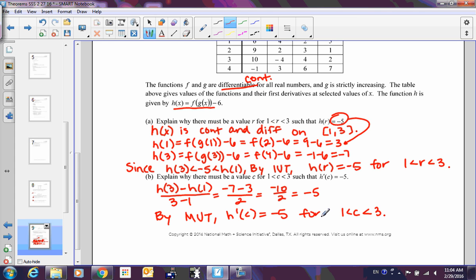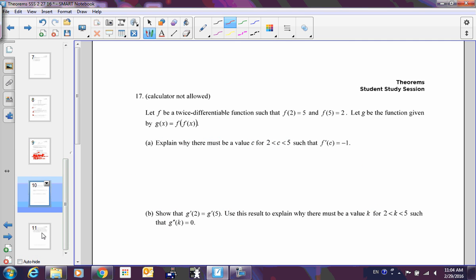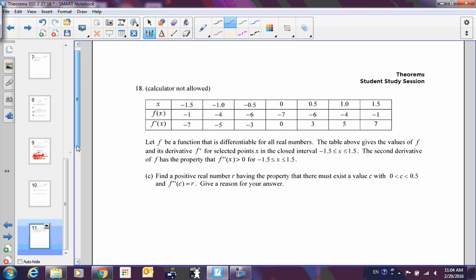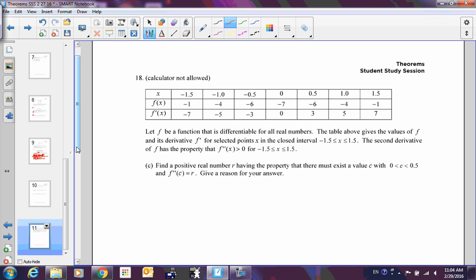Okay, the last one that we're going to do together is number 18. So 17 you're going to do on your own. Here's another table, and it's just one part. If you want to pause and take time to read this, you can. But it's basically saying f double prime has to equal r on this interval. So I'm going to highlight that piece of the table. What is r? Give a reason for your answer.